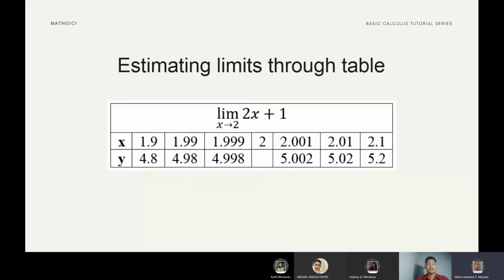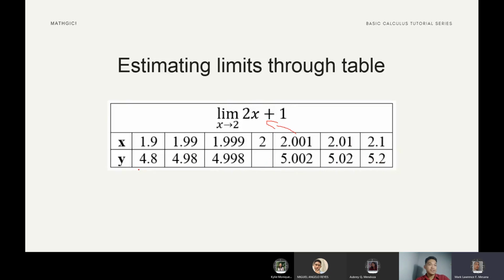The next is the right hand side. Right hand side is the value greater than the value of c, which is 2, but closer to the value of c. So we have 2.001, 2.01, and 2.1. When we evaluate these in our equation, we have 5.002 for 2.001, 5.02 for 2.01, and 5.2 for 2.1.